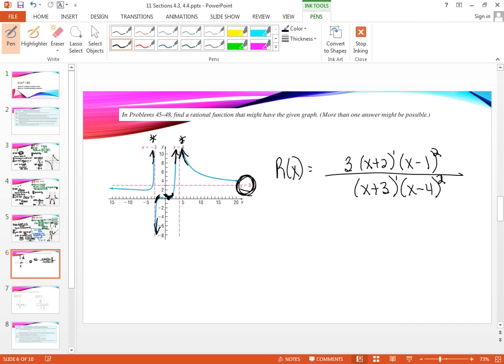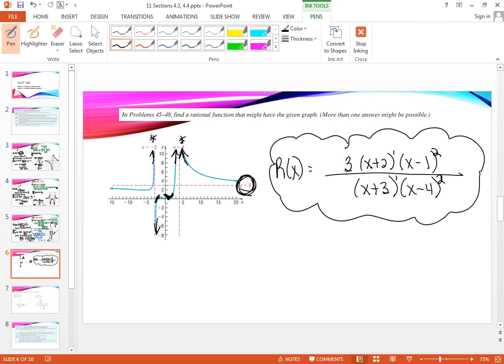I have a horizontal asymptote at 3. Yes, that would work. I've got my x-intercepts at -2 and 1. Odd multiplicity on the -2, even multiplicity on the 1. Vertical asymptotes at -3 and 4. Even multiplicity on the 4. This is cool. This will work. Okay. I can also plot a point if I need to. I can pick some point that I know that's on the graph and test it and see, but this is pretty cool. Okay, there's more than one answer that's possible. This one works just fine.